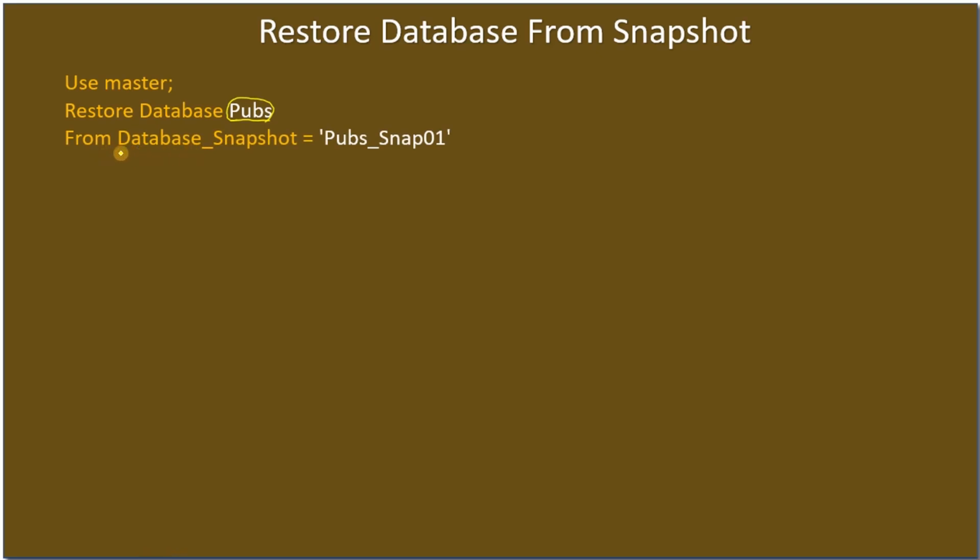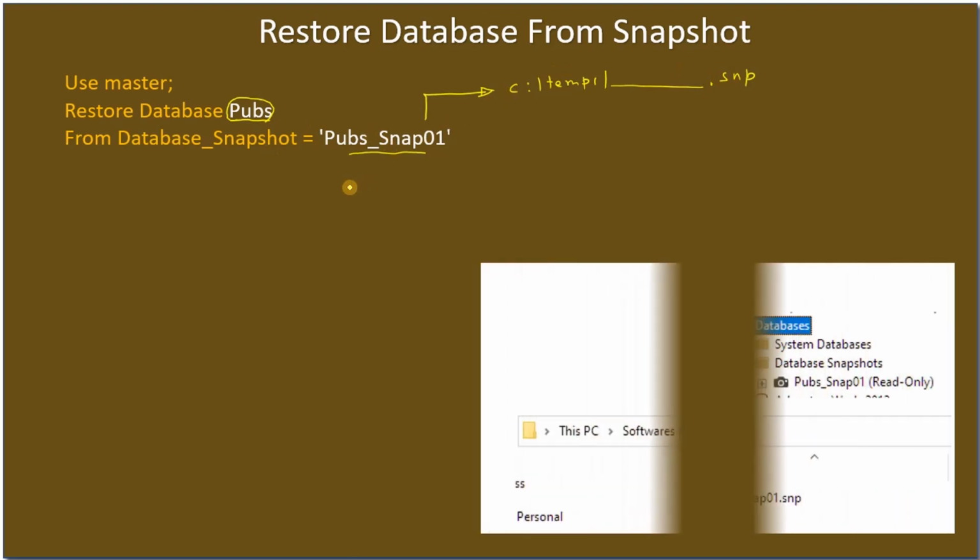From database snapshot, so that's the keyword: restore database name from database snapshot equal to, here we have to give the name given for the snapshot during the snapshot creation time. So once you give this name, it knows which physical file to refer. So it goes to C temp1, and this snapshot name also holds the snapshot file name. So from there it will restore the database.